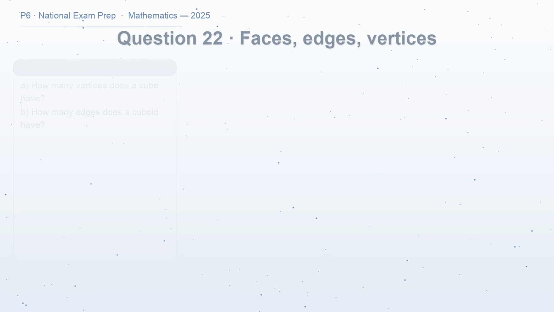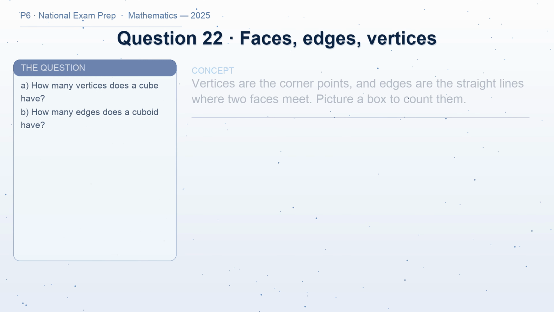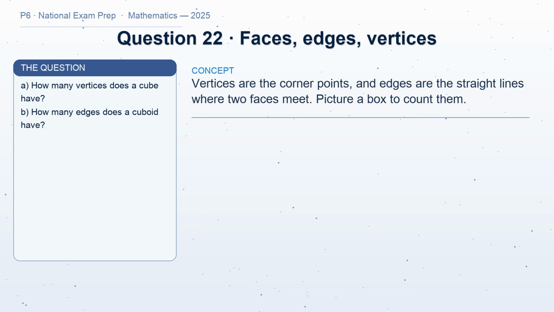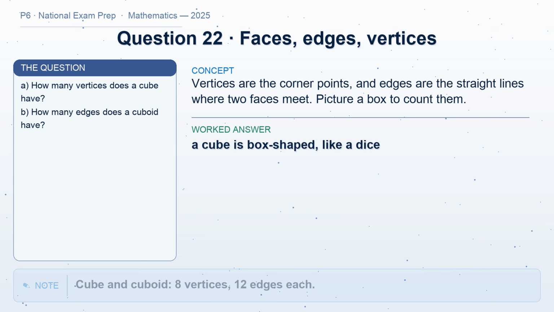Question 22. Part A asks how many vertices a cube has, and Part B asks how many edges a cuboid has. Let's remember the words. Vertices are the corner points, and edges are the straight lines where two faces meet. Picture a cube, like a dice. It has 4 corners on the top and 4 on the bottom, so that is 8 vertices in all. A cuboid is just a stretched box, but it has the same kind of frame. It has 4 edges on top, 4 on the bottom, and 4 standing up, which makes 12 edges. So the answers are 8 vertices and 12 edges.